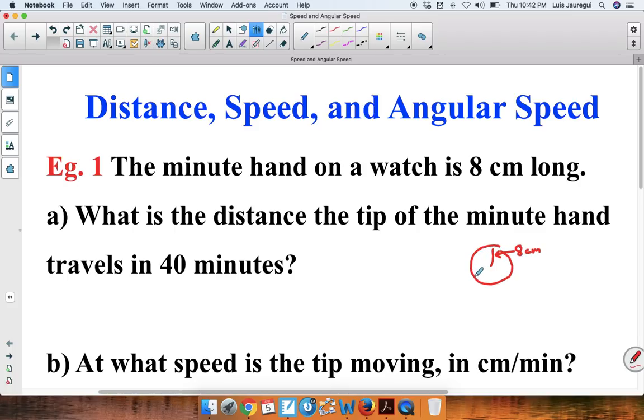As you go around, you're just covering the circumference of the circle. So circumference is 2 pi r, or pi times the diameter. And in this case, we find that circumference to be 2 times pi times 8 centimeters. So this is just 16 pi centimeters.